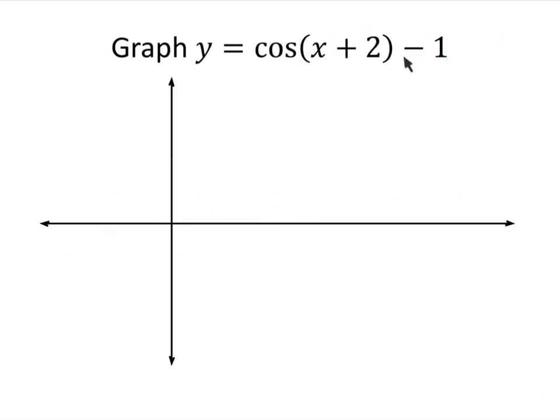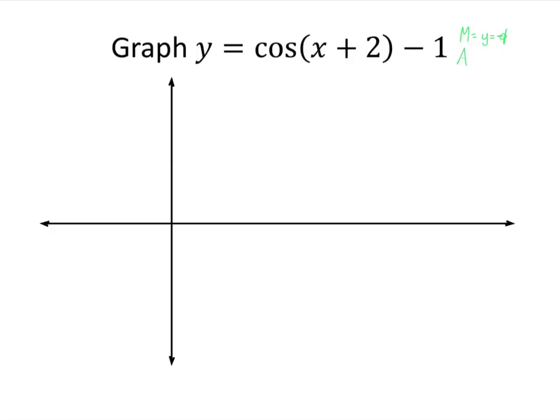Alrighty, we're going to graph this function. There are 2 things happening to it. Our midline for this one is not just y equals 0. It's y equals negative 1. We do have a shift right here. So y equals negative 1 is my midline. The amplitude is 1. The period is not changed.